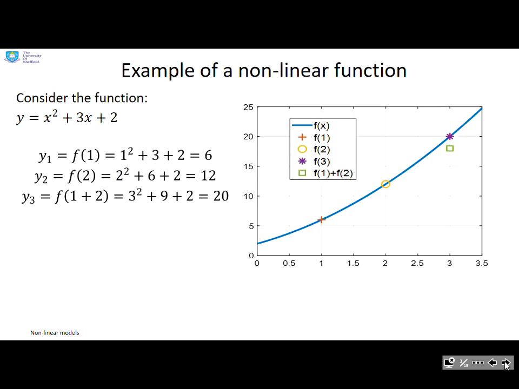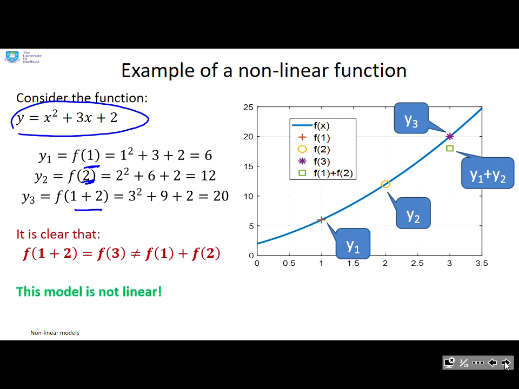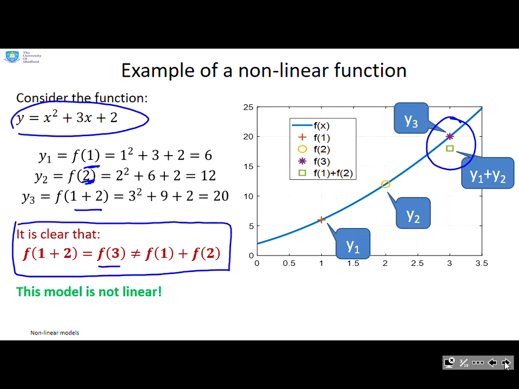Here's an example then of a nonlinear function. So we're going to consider this function here, y equals x squared plus 3x plus 2. And what we're going to do is calculate this at values 1, 2 and 3. And you can see we've got y1, y2 and y3. And then you will also see on the graph that we've calculated y1 plus y2. And what do you notice? What you'll notice is that these two values, y1 plus y2 and y3, are not the same. So in other words, f of 3 is not equal to f of 1 plus f of 2. So this model is non-linear.